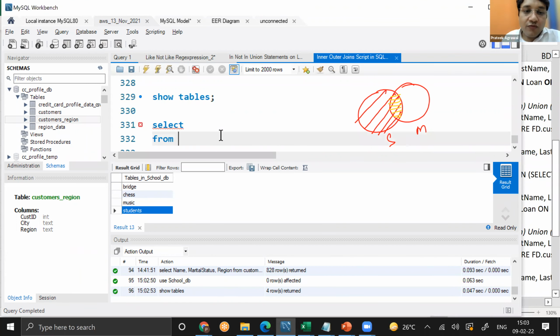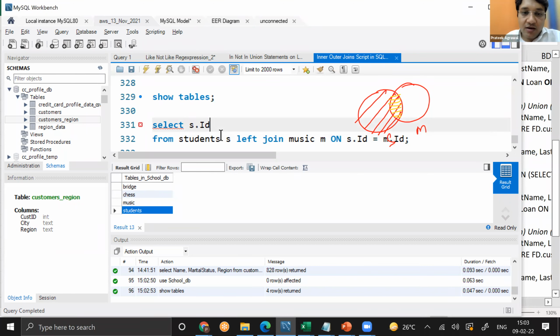So what would I write? From students S left join music M on S.id equal to M.id. Select S.id, full name, type. Now this type is a column from the music table. Full name is a column from the student table, and ID is a common column between them.